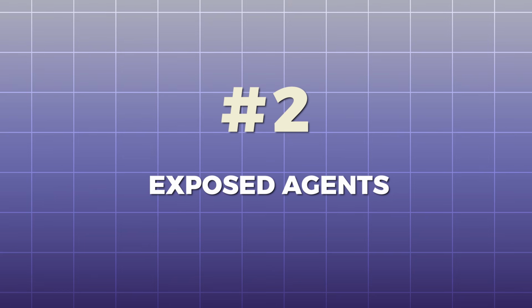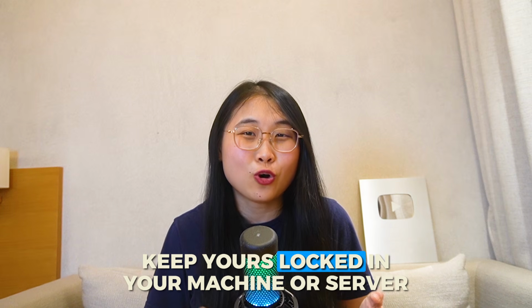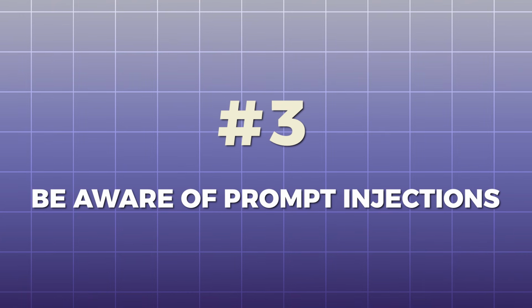The next risk is exposed agents. Loads of people accidentally leave their agents running open on the internet because of the default settings. This means a stranger could reach in and control it, so remember to keep yours locked in your machine or in your server.